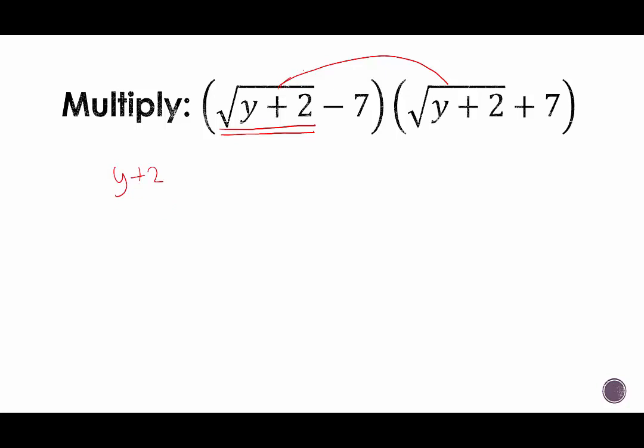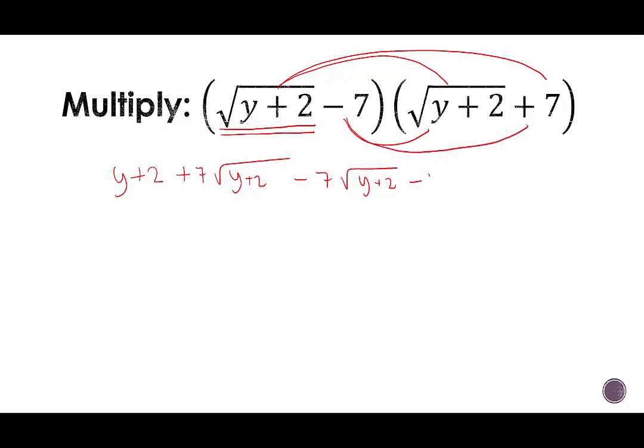Then we're going to distribute the square root to 7. That will be plus 7 times the square root of y plus 2. Then we're going to distribute the minus 7. That'll be minus 7 times the square root of y plus 2. And minus 7 times positive 7 will be minus 49. We do have a few like terms here. We have the 2 and the minus 49. So we're going to have y minus 47.